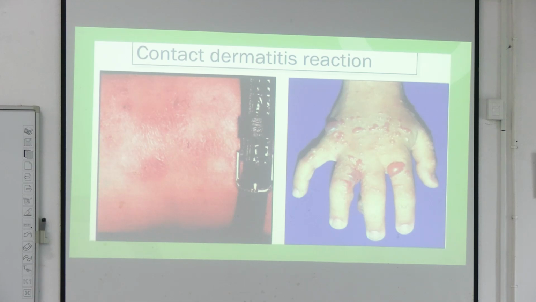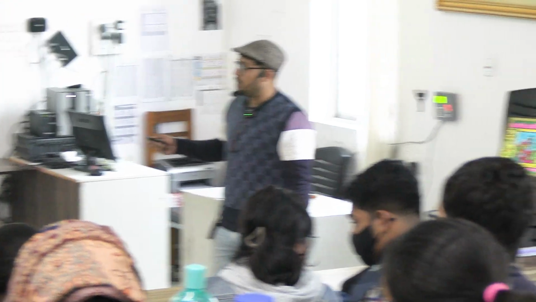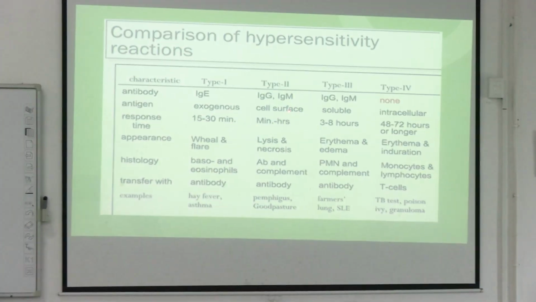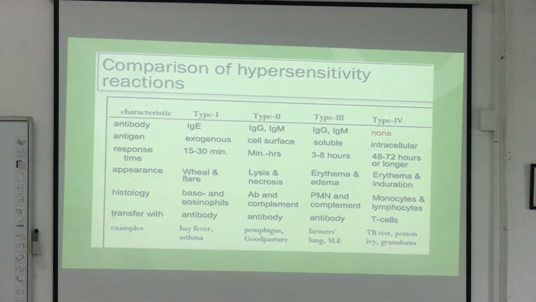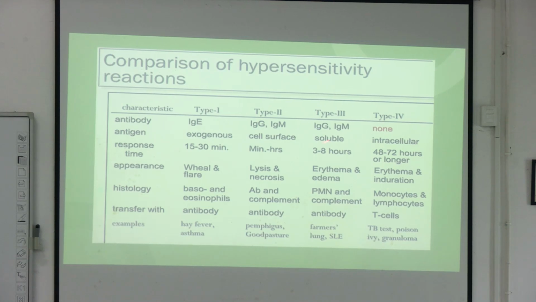Whether contact dermatitis or tuberculin test, those are cell mediated, those are delayed, and those are attributed to helper T cell first and cytotoxic T cell in the final stage. So, comparison of hypersensitivity, probably the last slide. Type 1 is IgE mediated, type 2 IgG and IgM mediated, type 3 immune complex IgG IgM mediated, type 4 no antibody, the active component is the cell.